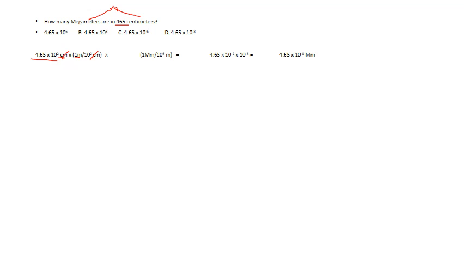Okay, I know there's 10 to 6 meters per megameter. Now the meters will cancel out. I have megameters now. All right, now I have 4.65. This is 10 to the minus second, and this is 10 to the minus 6. And so this is your answer. Okay.